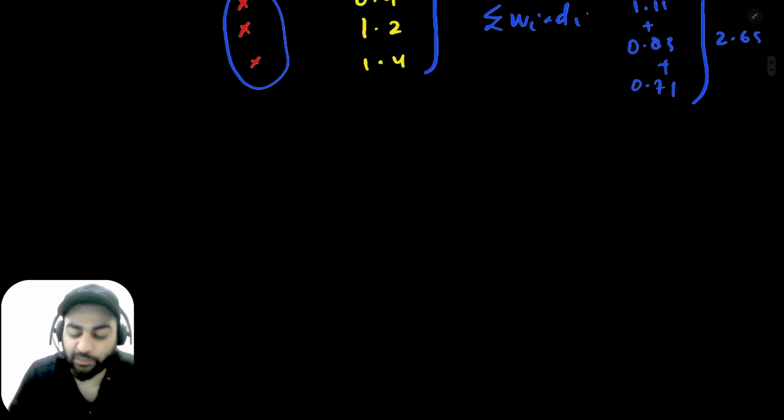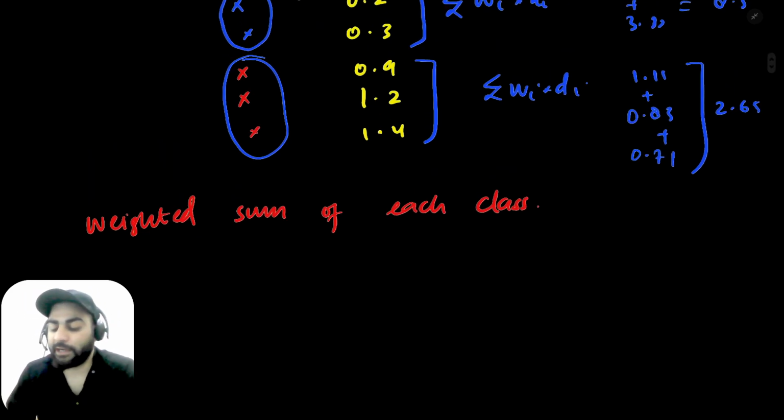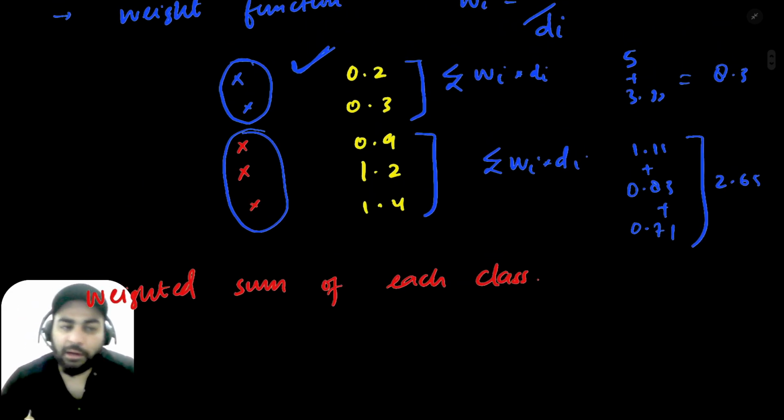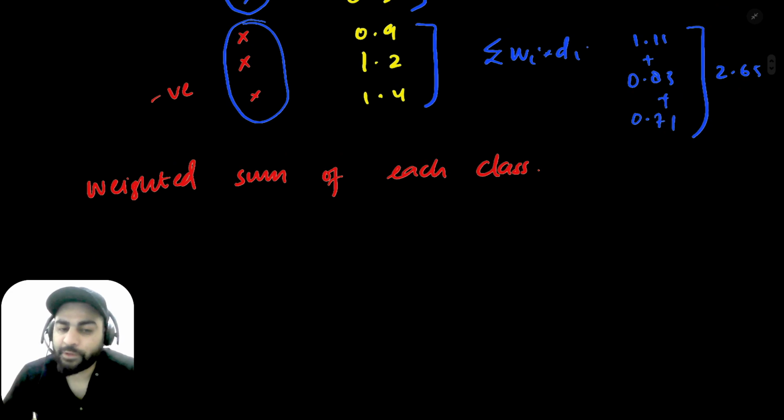Now we are not doing majority vote, we're only changing this. What we are doing is a weighted sum. We are taking the weighted sum of each class, and then we'll just compare these sums. If this is a binary classification problem, you compute the weighted sum of the positive class, which is 8.3, and the weighted sum of the negative class, which is 2.65. The positive class has a weighted sum of 8.3, which is way greater than 2.65. So we'll say the label of this query point is the positive class.